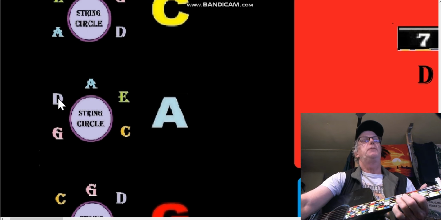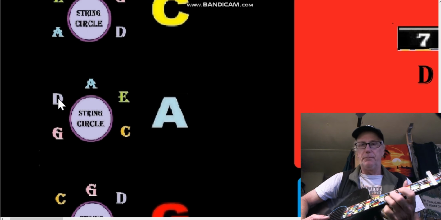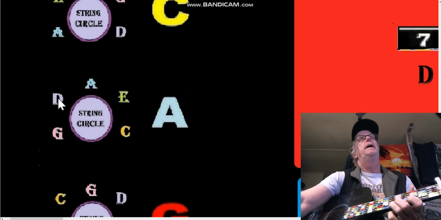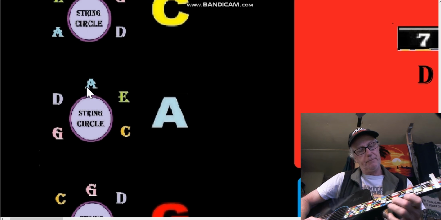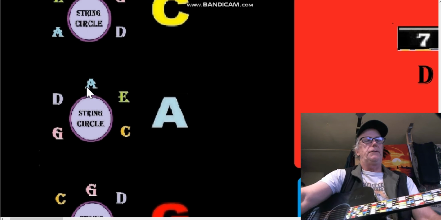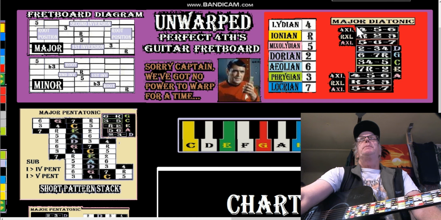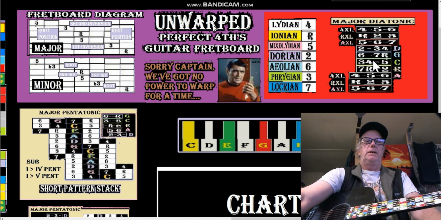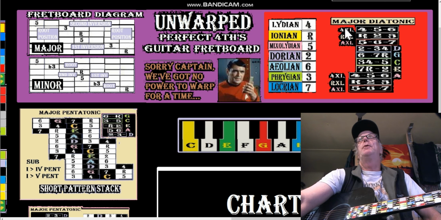Now D has to be moved up 1 fret for the warp. Sorry, Mr. Scott, thank you. Thank you for your hard work. And Mr. Scott makes things warp. And then we're back to A. Okay, so let's think a second. So here's Mr. Scott. The diagrams that are the pattern diagrams, and Mr. Scott says, sorry, Captain, we've got no power to warp for a time, sir. Unwarped perfect fourths guitar fretboard. This is perfect fourths.